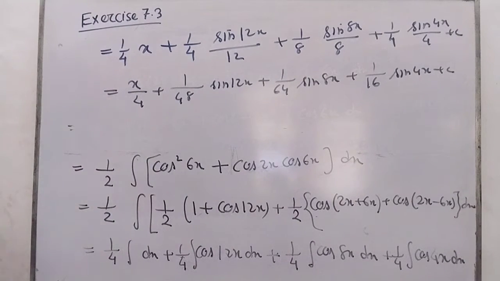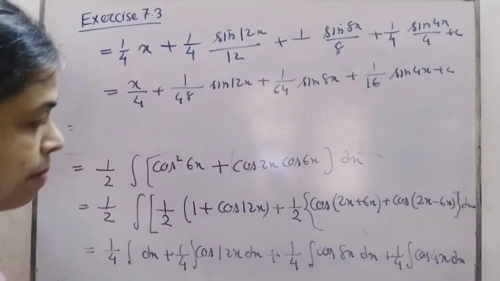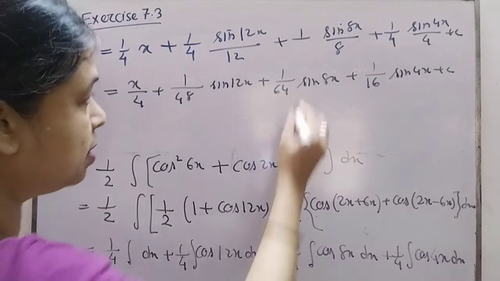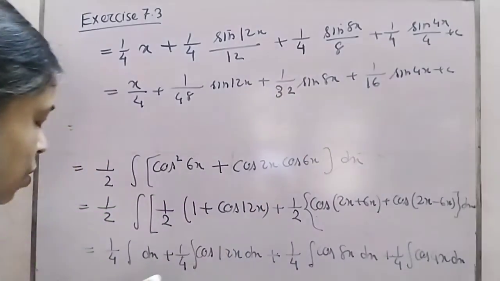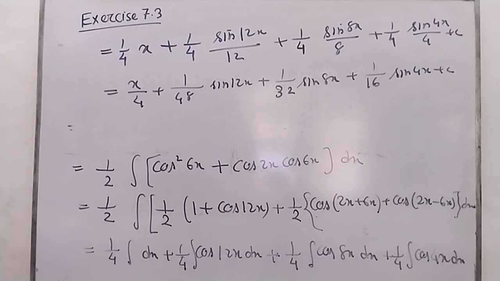So next I go to the next question, that is, I have done one mistake, just a minute. 1 by 4 is there, no? So it will be 1 by 4. Sorry for that. Sorry, this is 32. Okay, so this is the solution. Okay, now I go to the next question, that is your question number 4.